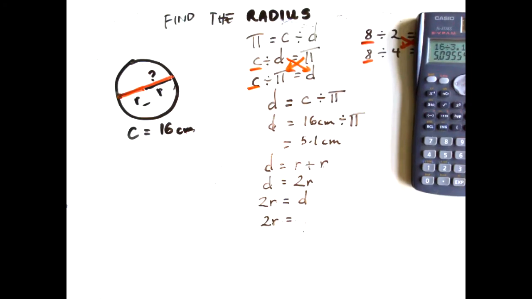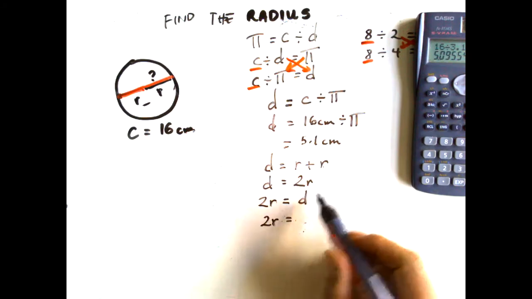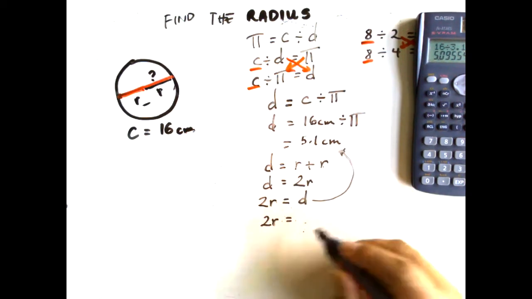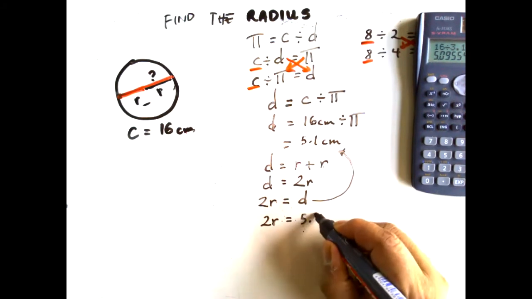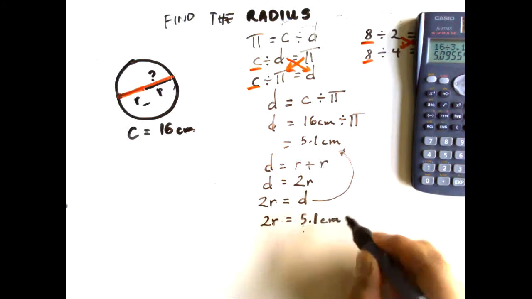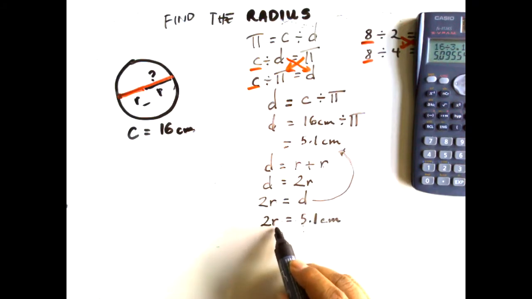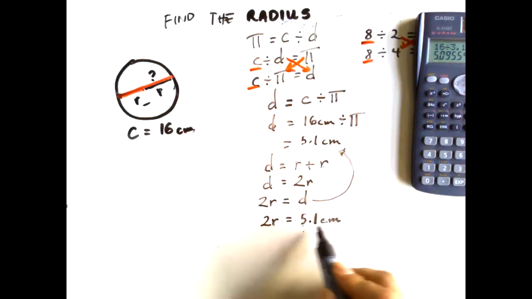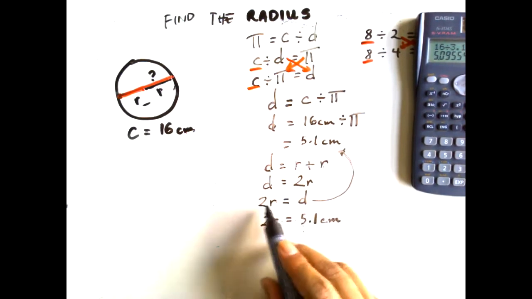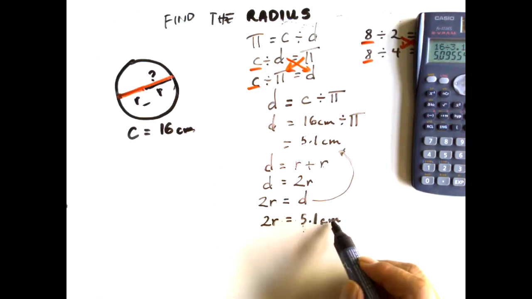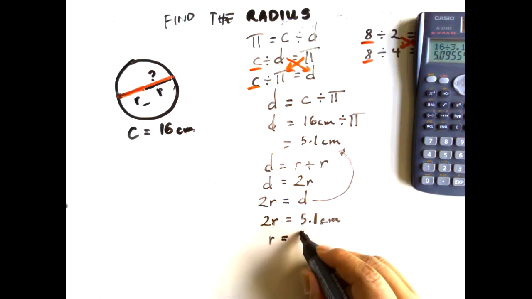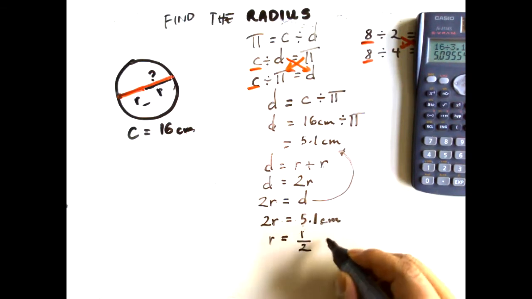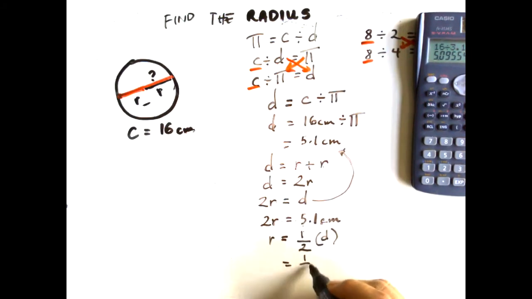Now see, 2r is basically the diameter. The diameter is 5.1 centimeters. Well, half of that. What is half of the diameter? Because the diameter is 5.1. Half of the diameter is the radius. So half of the diameter is the radius.